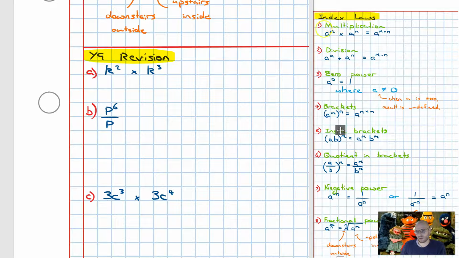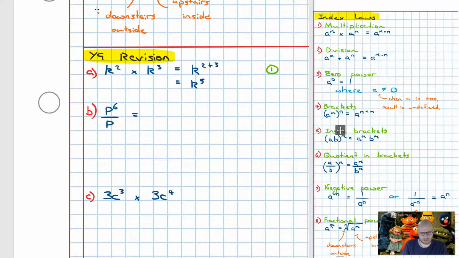In index law 1, we have a to the m times a to the n, and it tells us that that's going to result in a to the power of m plus n. So in this case, we add the two powers together. So this is pretty intuitive in that we've been doing this simply in our head since Year 7 and Year 8. We simply know that they just add together. So the result is k to the power of 5. We do this using rule 1.